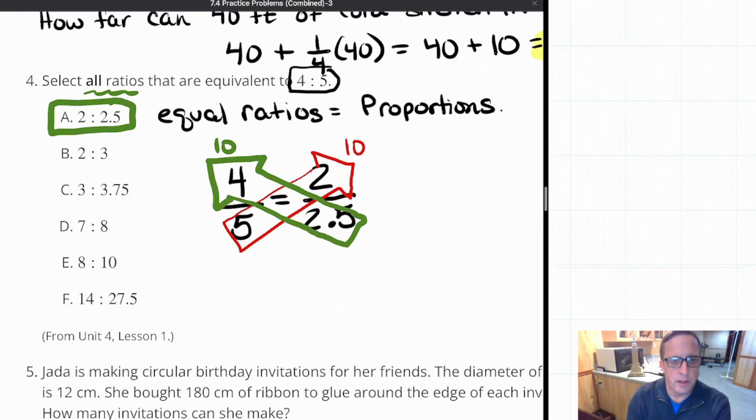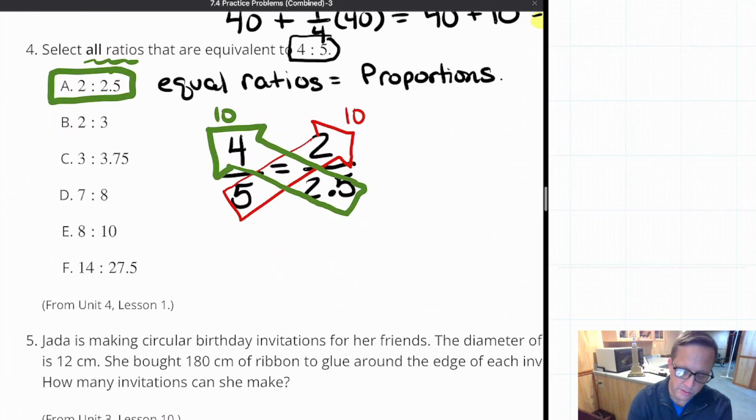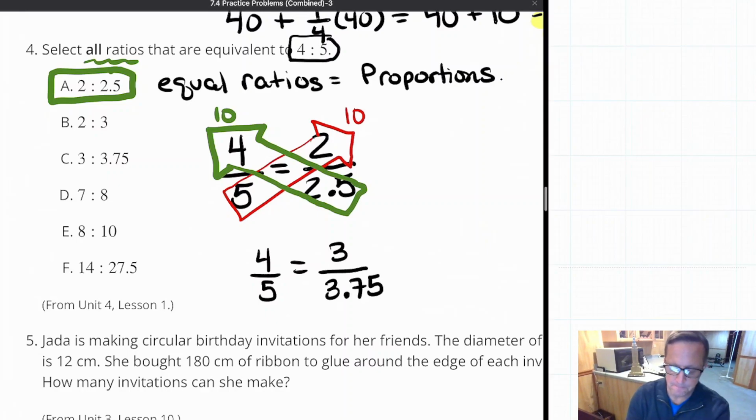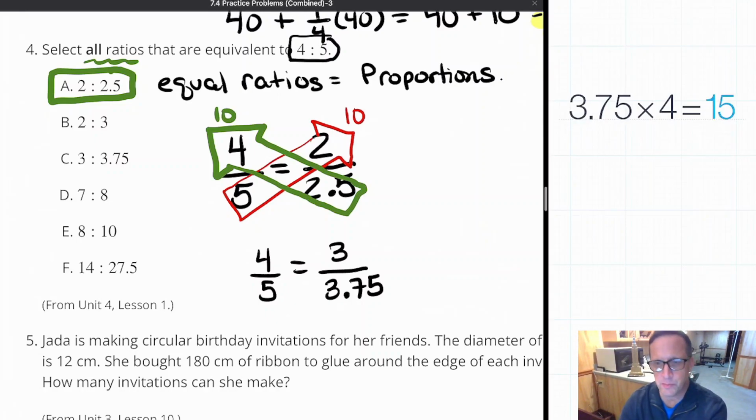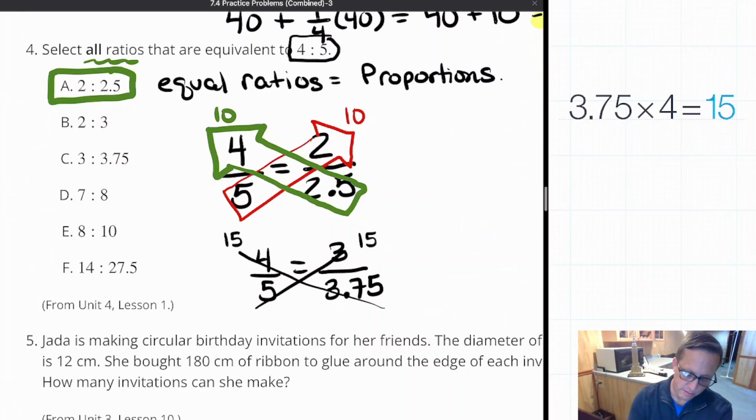Let's keep going. All right, let's see about C. Let's do the same thing. I'm going to do 4 to 5 and set that to 3 and then 3.75. All right, and so I know that 5 times 3 is 15. So I'm just going to do 3.75 times 4, and that should be 15, right? Yep, it confirmed it. It's 15. All right, so when we cross multiply, we get 15. You don't have to draw really fancy bubble arrows and stuff like that, but yeah, that's going to work as well.